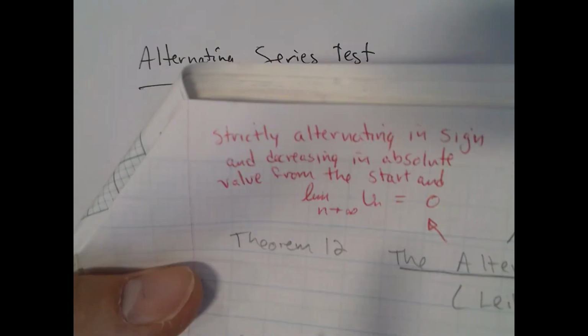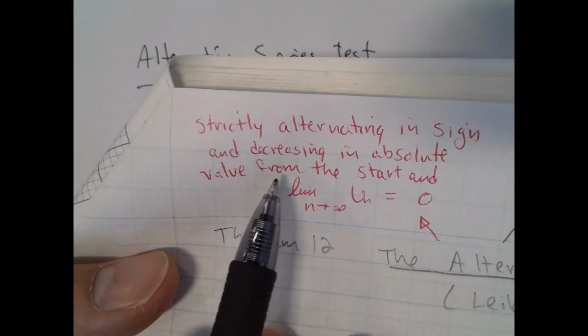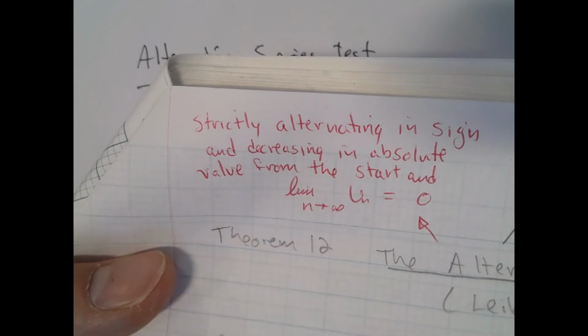Here's a better way, I think. It's strictly alternating in sign, decreasing in absolute value from the start.